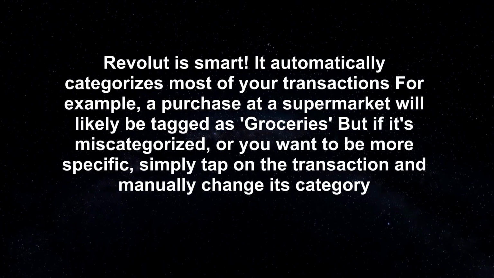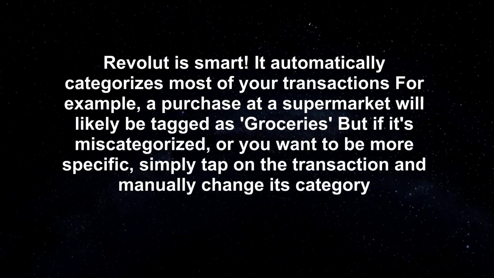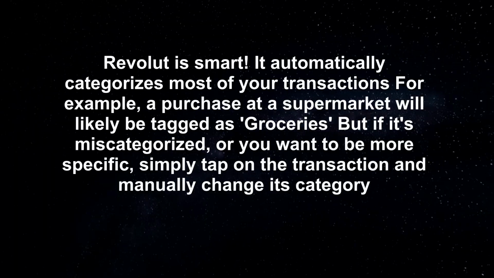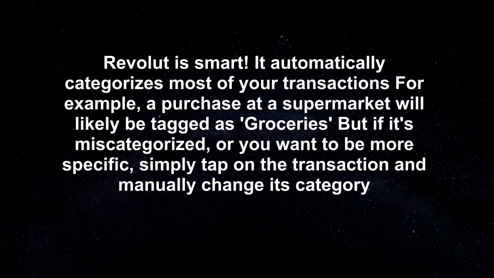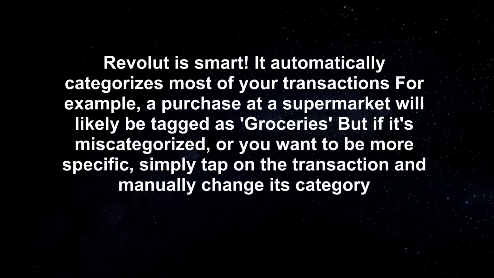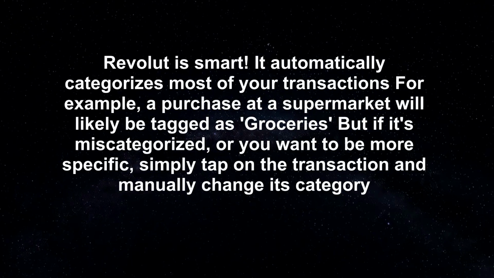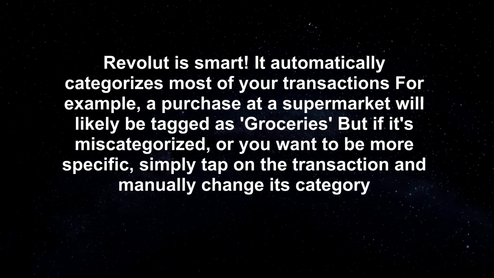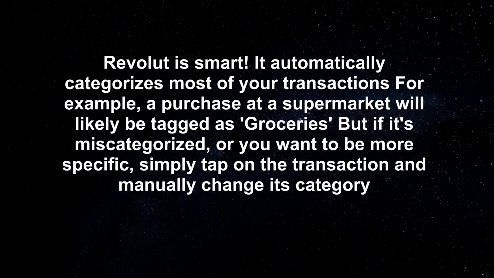Revolut is smart. It automatically categorizes most of your transactions. For example, a purchase at a supermarket will likely be tagged as groceries, but if it's miscategorized, or you want to be more specific, simply tap on the transaction and manually change its category.